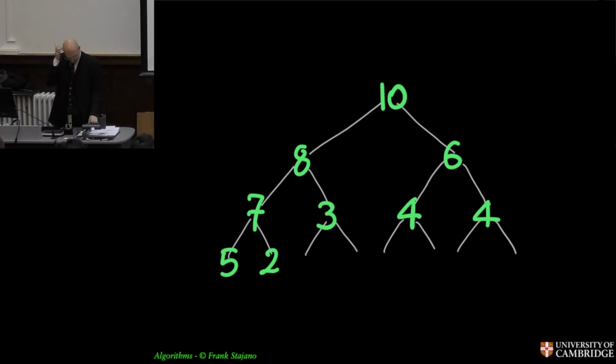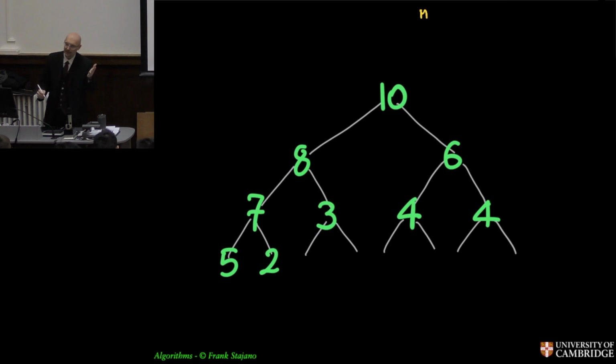So the heap data structure is something that I'm going to show you here. This is a binary tree, but interestingly, it's also a heap. A heap is a binary tree which has two special properties. The first property is called the max-heap property.